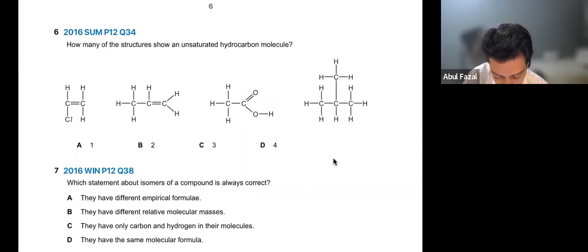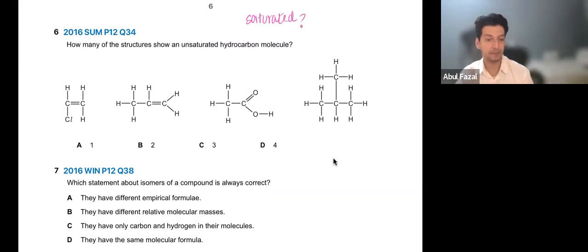What does saturated mean? Before hydrocarbons, if you've ever heard the word saturated, what does it mean? What does saturated mean? Can someone tell me?